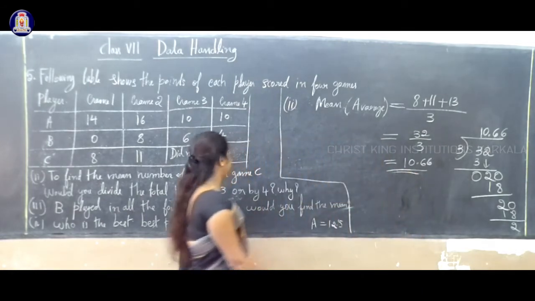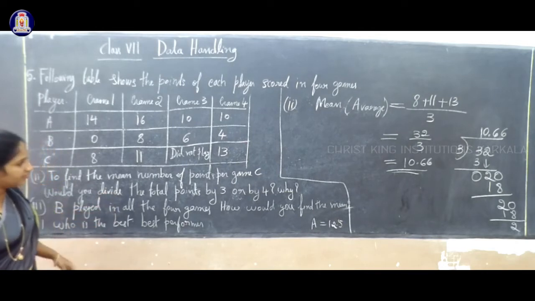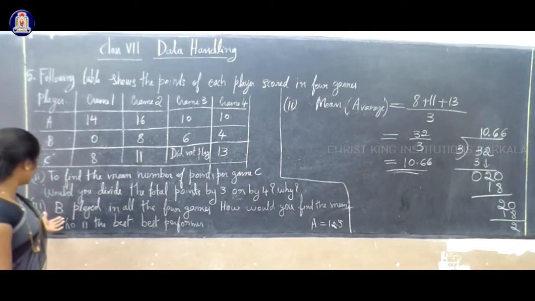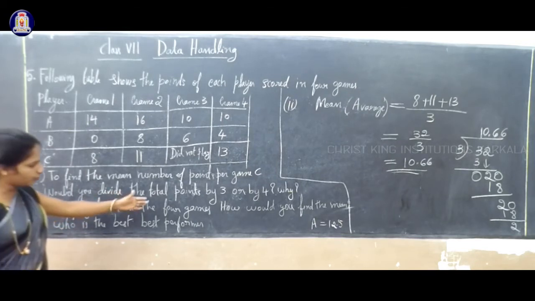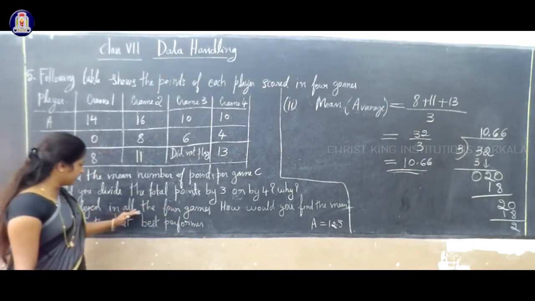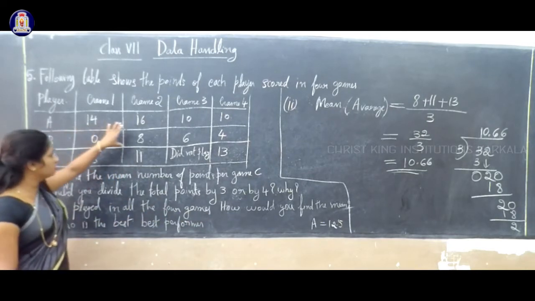The mean or average of the game player C is 10.66. Next, one more question, that is the third one. B played in all the 4 games. See the table here. B played in all the 4 games.